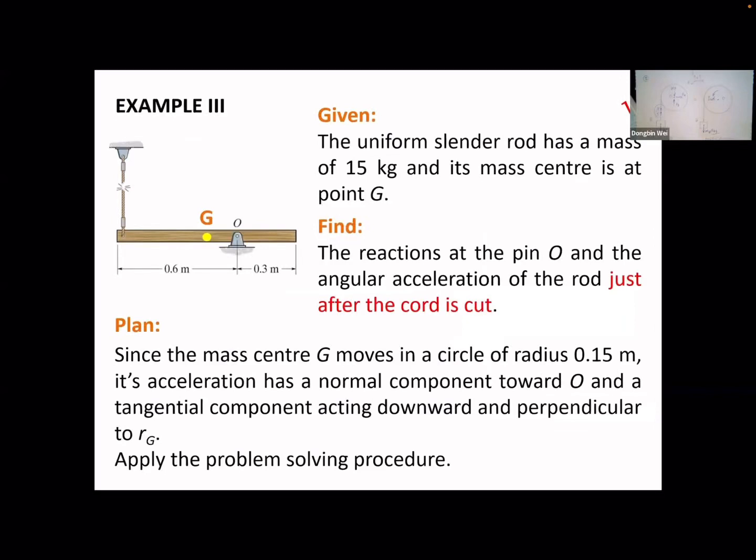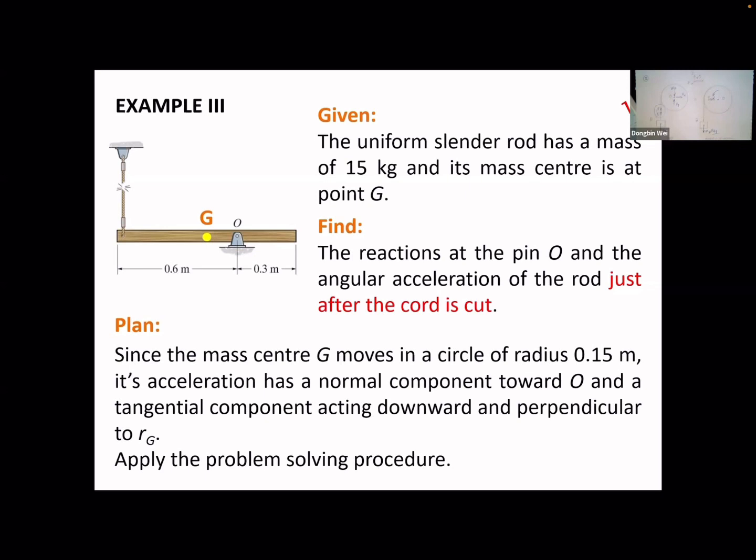In this one here, there is a slant row, and the mass is uniformly distributed. So the mass center point G should be the middle point of this slant row. The rotation center is here. So this means if we don't have this cord, then this slant row is not balanced. So initially, it was at rest because we have this cord.